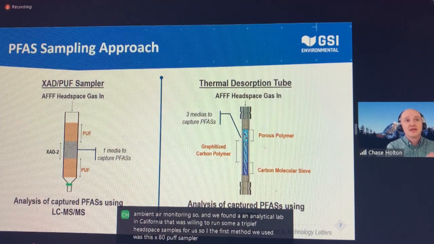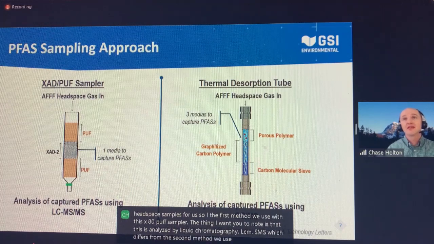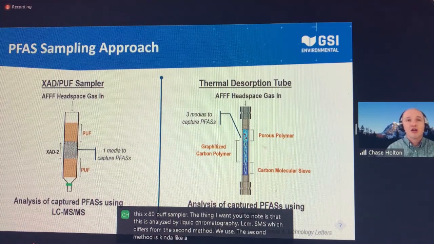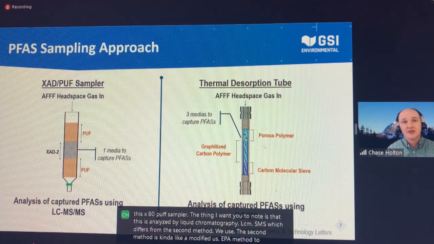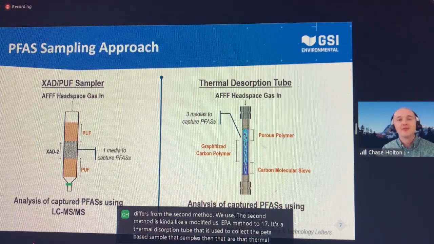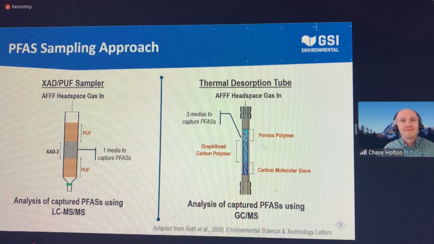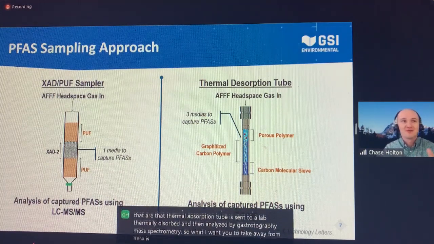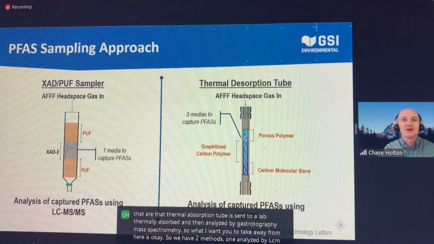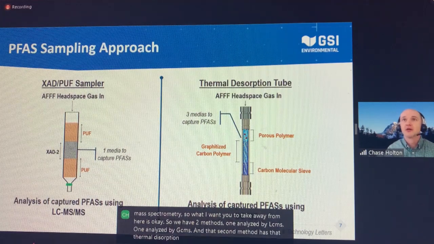The thing I want you to note is that this is analyzed by liquid chromatography, LC-MS, which differs from the second method we used. The second method is like a modified USEPA method TO-17. It's a thermal desorption tube that is used to collect the headspace sample. That thermal desorption tube is sent to a lab, thermally desorbed, and then analyzed by gas chromatography mass spectrometry. So what I want you to take away from here is that we have two methods, one analyzed by LC-MS, one analyzed by GC-MS, and that second method has that thermal desorption extraction component.